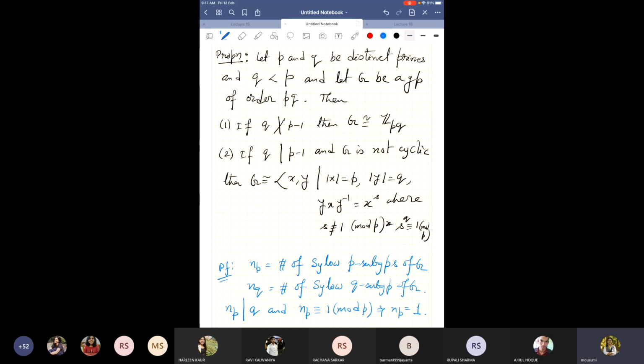Now, what will be the choices for NQ? NQ will divide P and NQ will be congruent to 1 mod Q. So the choices for NQ are either 1 or P. If Q divides P minus 1, which is one of the cases, then NQ can be equal to P. So for NQ, we will have two choices, either 1 or P. Is this fine? Should I go to the next page?